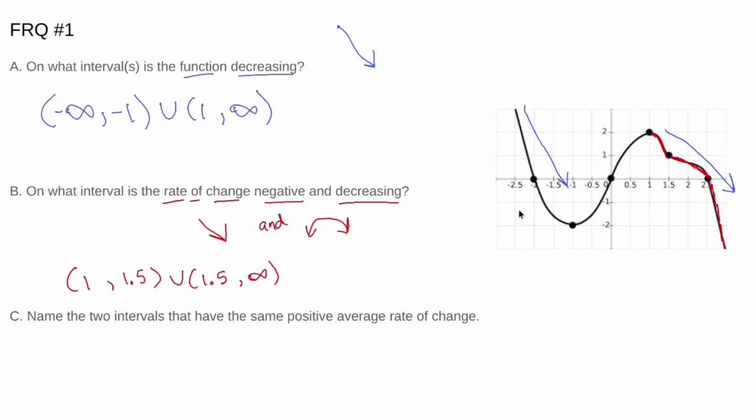So make sure we understand the difference between the two. The difference between rate of change is decreasing and the function is decreasing. One means that, the other means that.